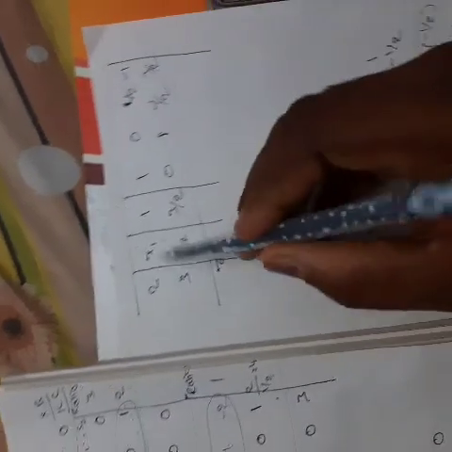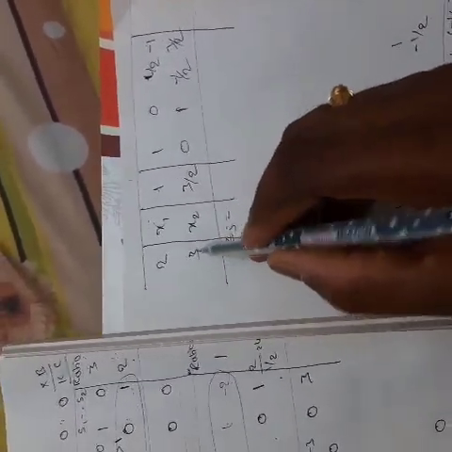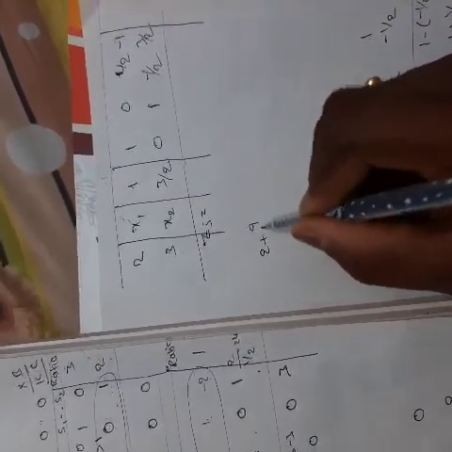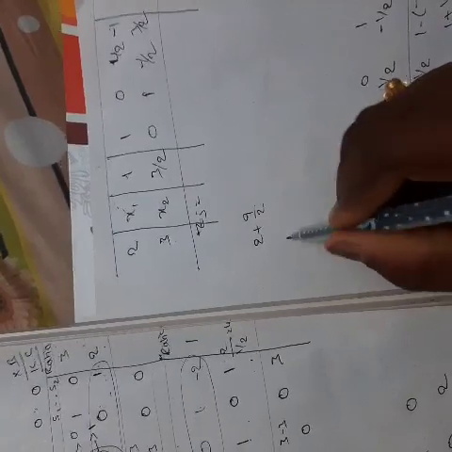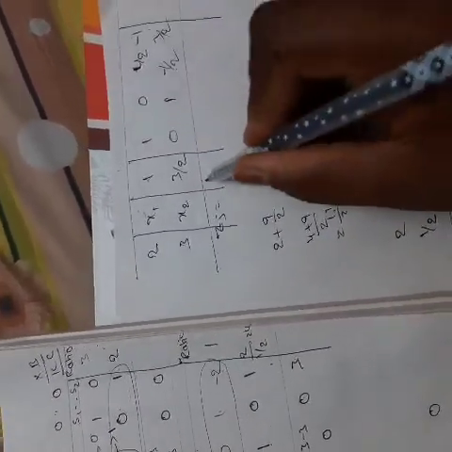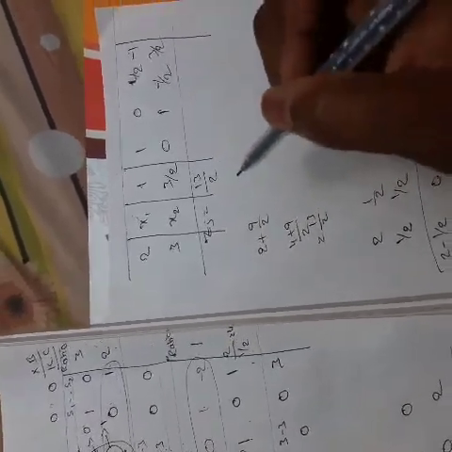So how do we calculate Zj? Zj equals 2 into 1, 2, plus 3 into 3 by 2, 9 by 2. That means 2 twos are 4, 4 plus 9 by 2, that means 13 by 2. The value is 13 by 2.